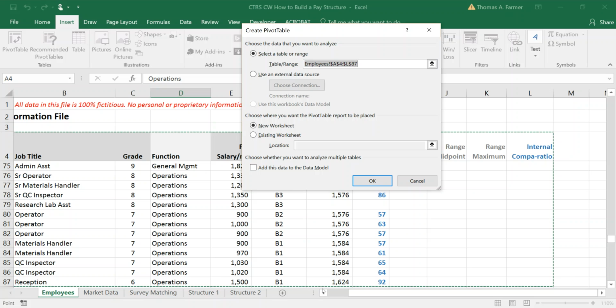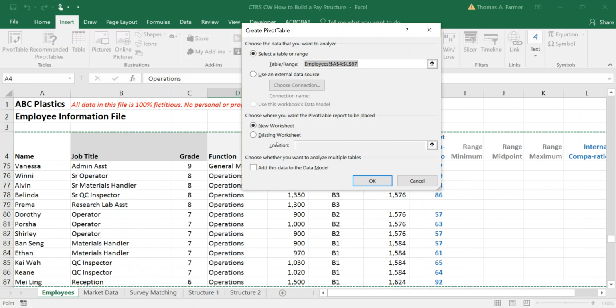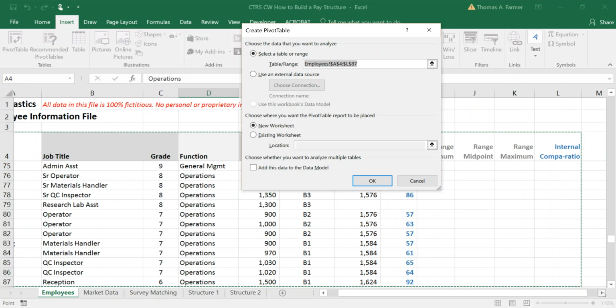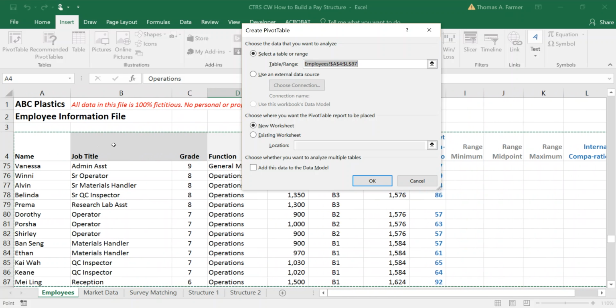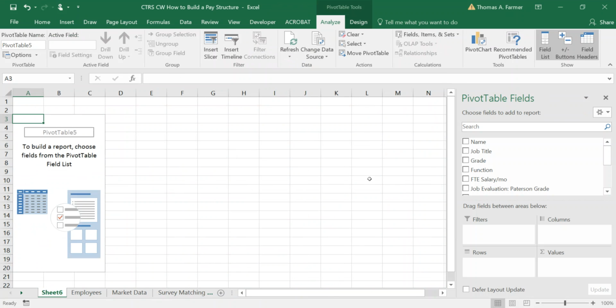Excel will suggest the range of data that it sees by looking up, down, right, and left. And so it has properly selected columns A through L and row from the header row down to the last row of data. Okay, I check that, and then I will allow it to create a new worksheet. So I hit OK. So it creates a new tab, worksheet, and a pivot table.